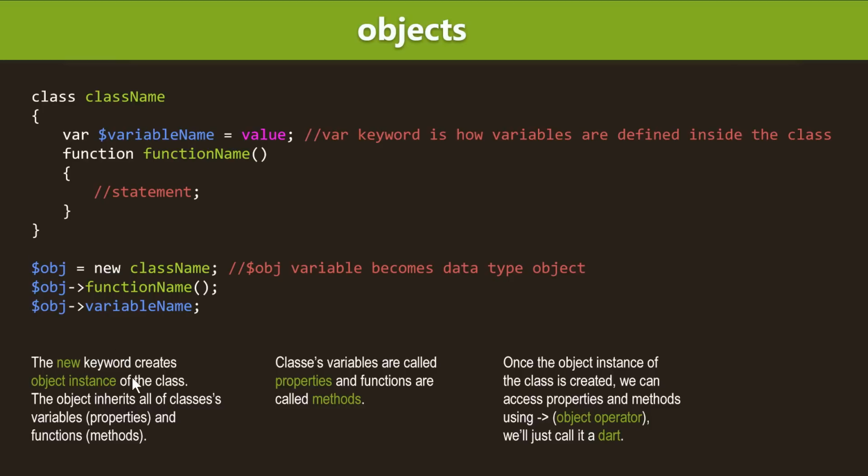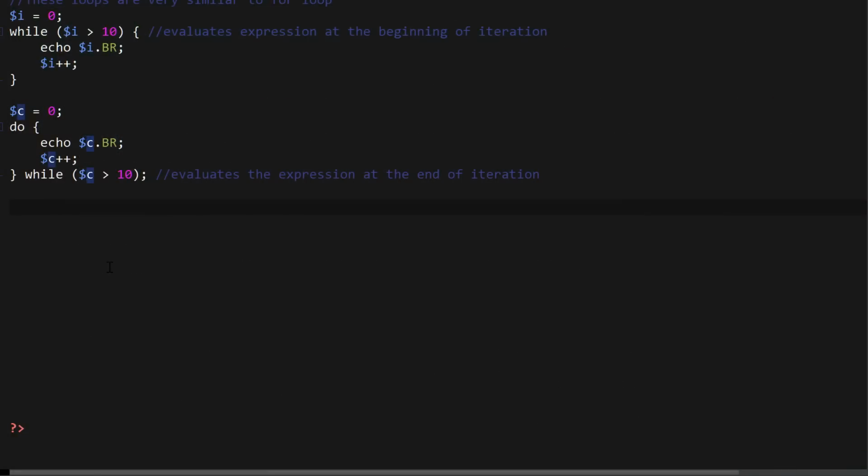When we create the object, we use the new keyword, which creates an object instance of the class. And when that happens, the object inherits all the variables and functions of that class. Now, the variables in the class are called properties, and the functions are called methods. We use the this object operator, the arrow, to access all the variables and functions inside the class. Okay, so objects and classes are a little bit advanced, and I think if I show you an example, it'll make a lot more sense.